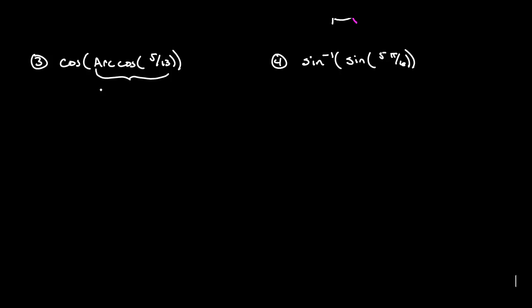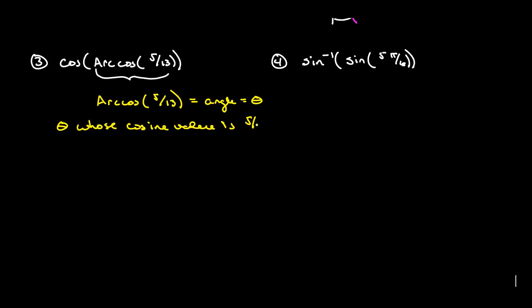This inside piece, arc cosine of 5 over 13, is an angle. Let's just call it theta. So there's an angle out there whose cosine value is 5 over 13. That's what this says. There's an angle theta whose cosine value is 5 over 13. So let's go ahead and draw that picture out.